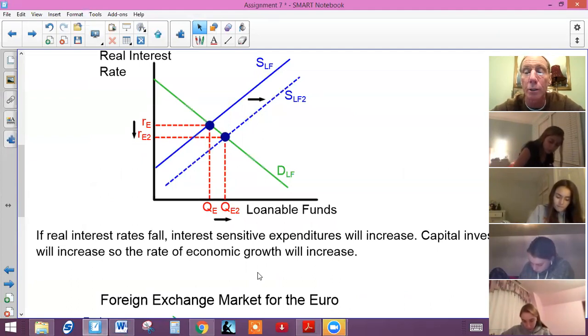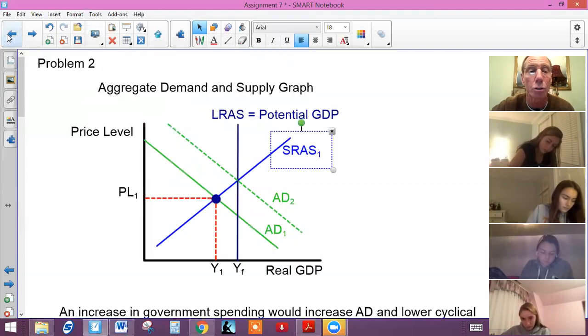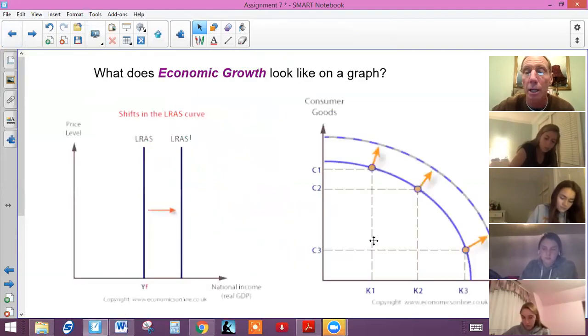Firms, companies, are going to be more likely to make capital investments. So investment is going to go up, and because there's going to be more capital investment in physical capital, the potential of the economy is going to increase. So we're going to get an increase in the rate of economic growth. And once again, you don't have to draw this for the question, but just to remind you, the graph would look like this and this. This is showing an increase in the rate of economic growth.